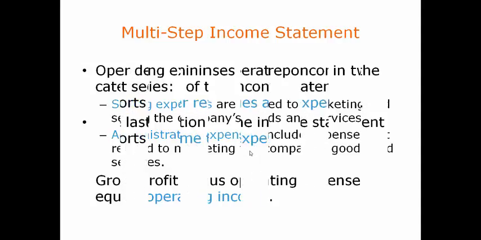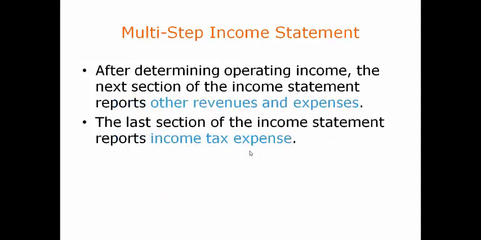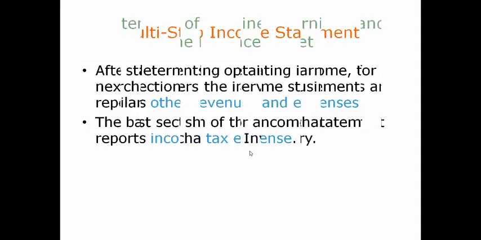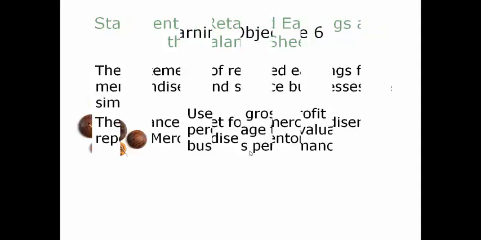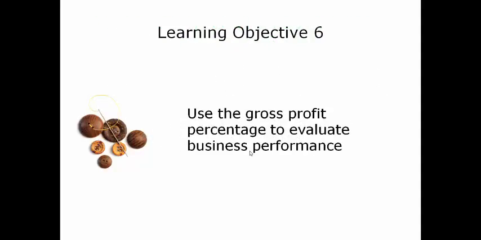A multi-step income statement separates selling expenses and administrative expenses, and it also looks at operating income. That's what we just talked about. And you have other things. You have other revenues and other expenses. And the last section of the income statement also has income tax expense, because that's what they owe Uncle Sam. The statement of retained earnings and the balance sheet are pretty much the same. The only difference is you have a merchandise inventory account on those. Now, what do we look at for gross profit?